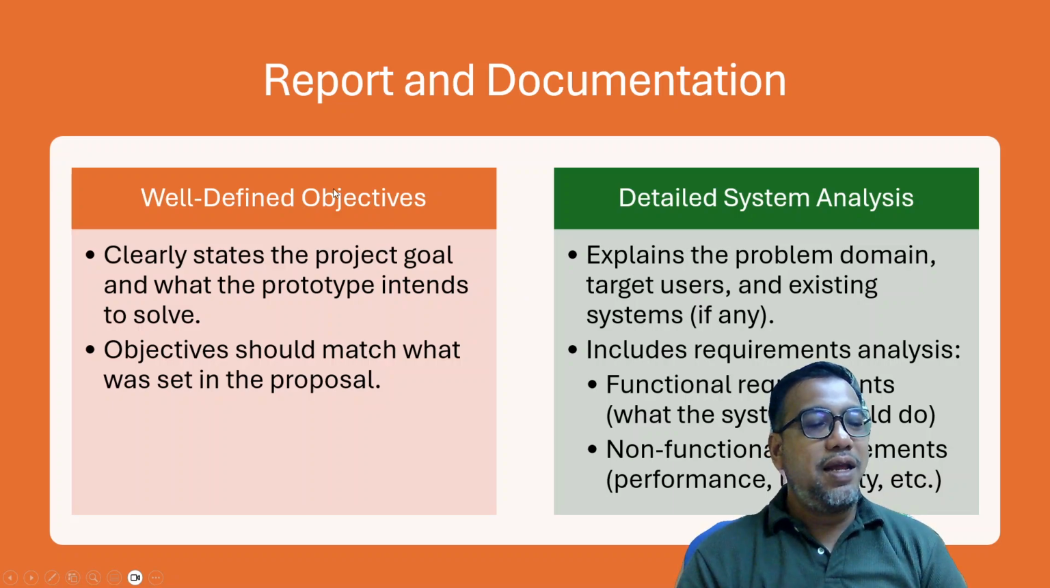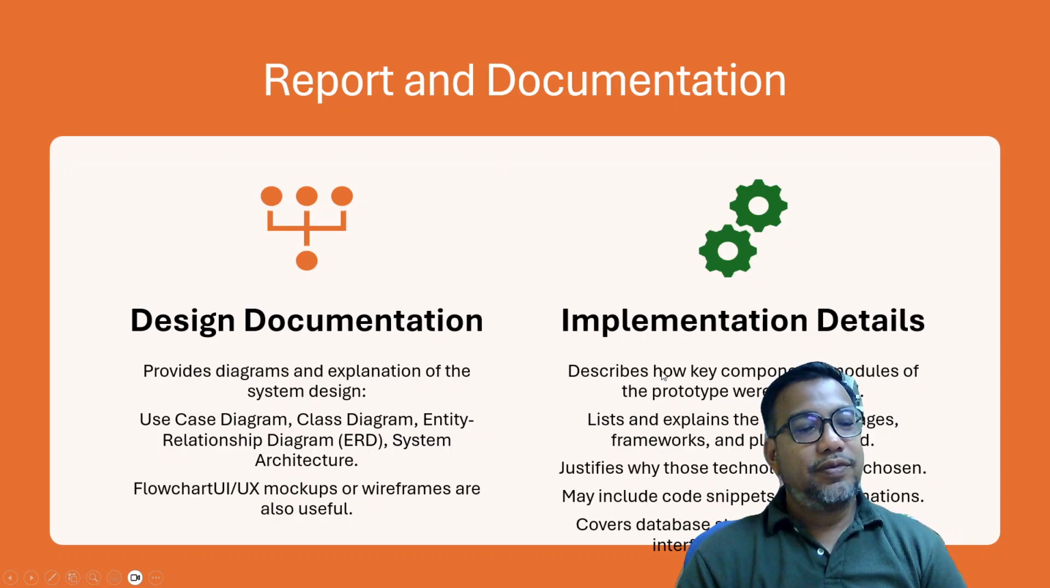Alright. And then report and documentation, you must well define the objective and also give detailed system analysis, including functional requirements and also non-functional requirements. Okay, and then design documentation and also implementation details, include all the visual tools that can be used in system development. For example, use case diagram, ER diagram, data flow diagram, okay, system architecture and so on.